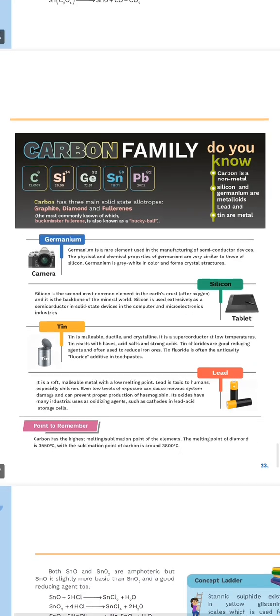Germanium is a rare element used in the manufacturing of semiconductor devices. The physical and chemical properties of germanium are very similar to those of silicon. Germanium is grey-white in color and forms a crystal structure. Silicon is the second most common element in the Earth's crust after oxygen, and it is the backbone of the mineral world. Silicon is used extensively as a semiconductor in solid-state devices in the computer and microelectronic industries.